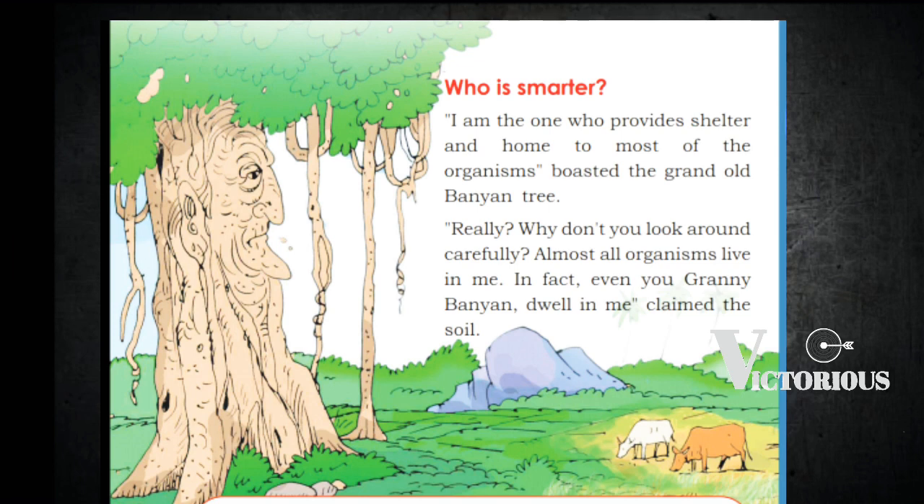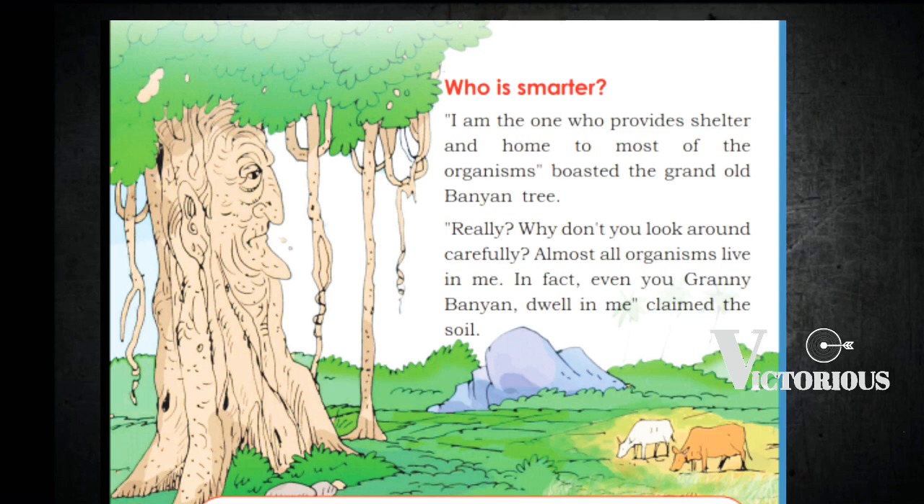You know what happened now? After the command of the banyan tree, the soil heard what the granny said. At that time he replied, really? Why don't you look around carefully? Almost all organisms live in me. So in fact, the banyan tree and soil were arguing about who is smarter. Really, who is smarter? Can you tell me? Is it Granny Banyan Tree or soil? You have to tell and say the reason also.